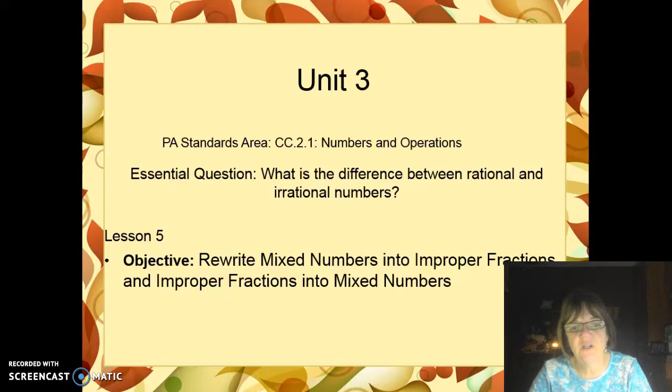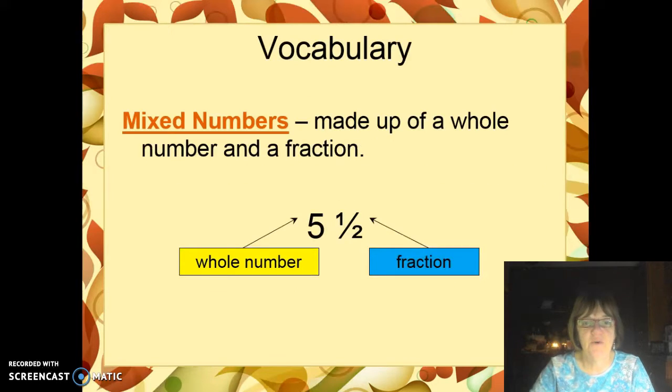Today we are actually going to rewrite mixed numbers into improper fractions and improper fractions into mixed numbers. I know the teaser last time was that we were going to add and subtract them, but I'm going to save that for the next lesson. So today we're just going to convert. No actual adding or subtracting going on just yet.